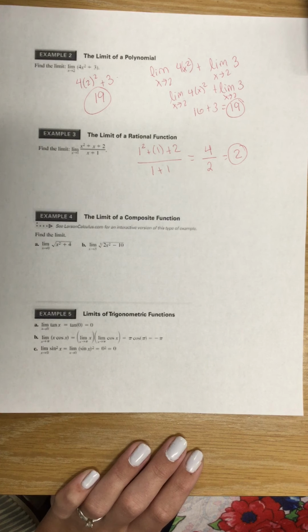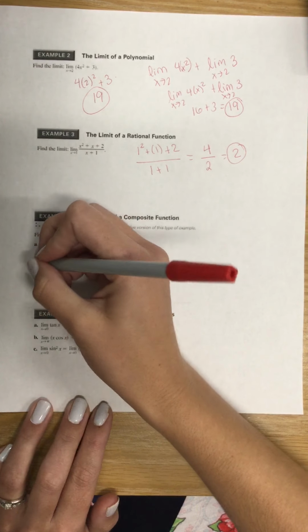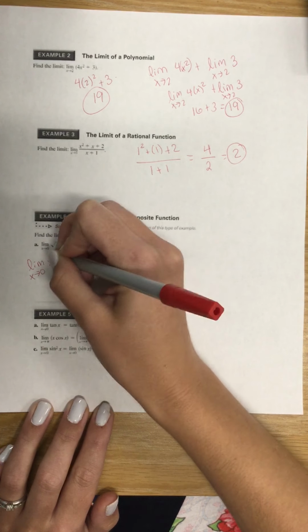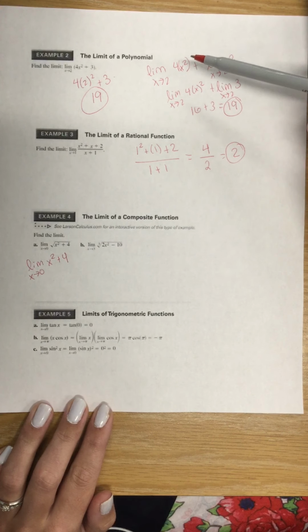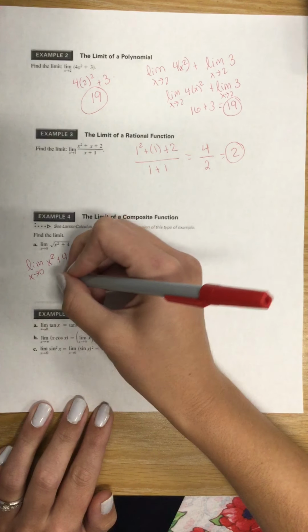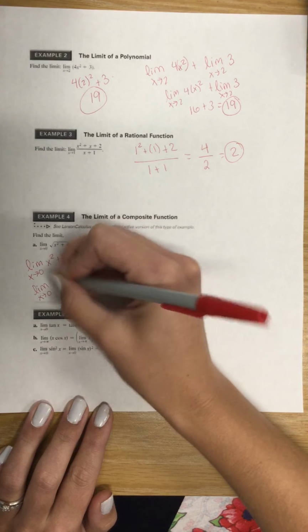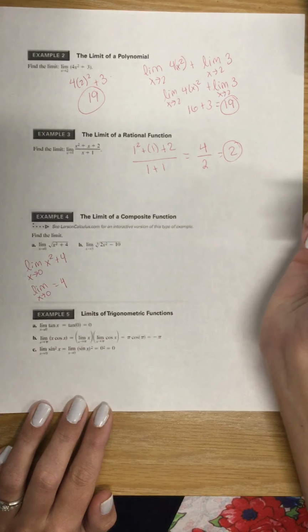Okay, composite function. The limit as x goes to 0 of the square root of x squared plus 4. So we know the limit as x goes to 0 of x squared plus 4, we could plug that in. We proved that already up here at the top with our polynomial function. So that would be the limit as x goes to 0 of x squared plus 4. We plug in 0. 0 squared plus 4 is just 4.